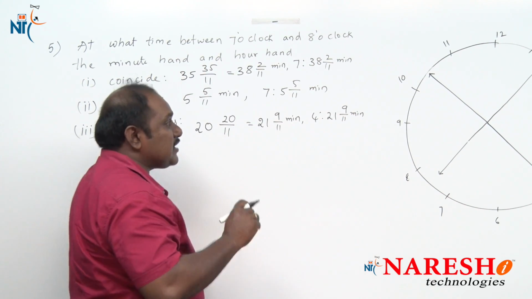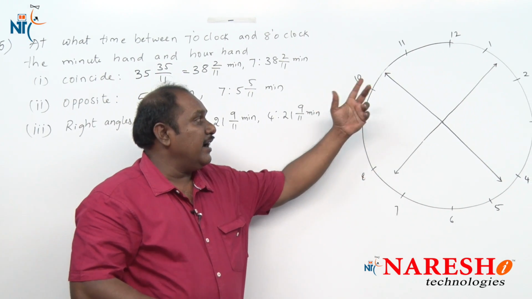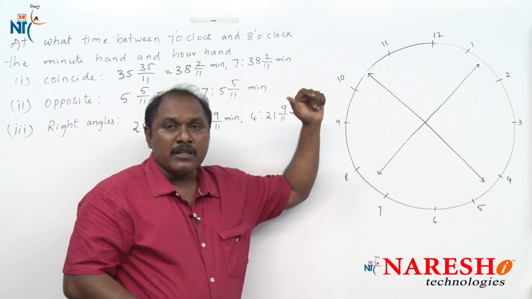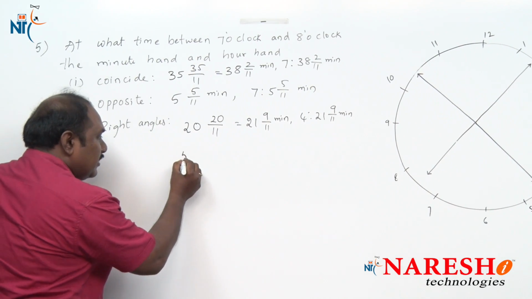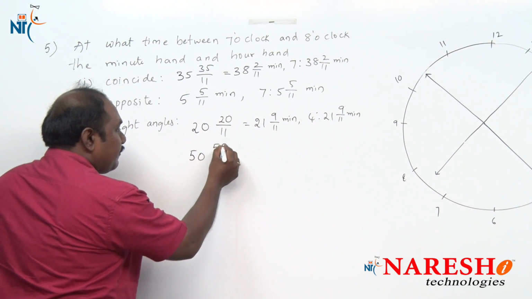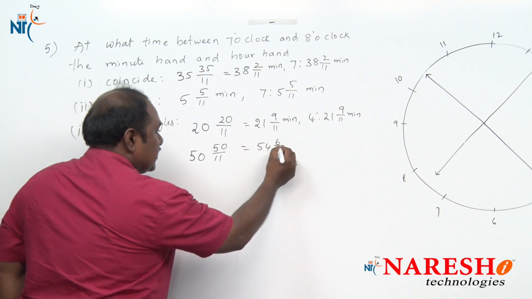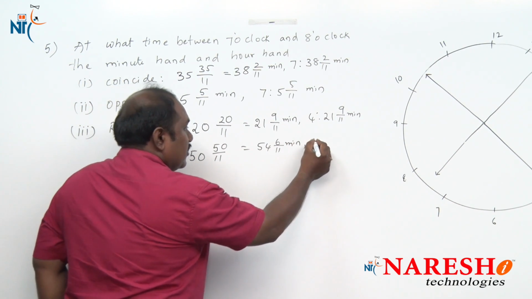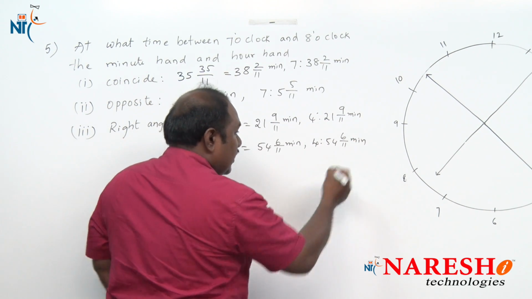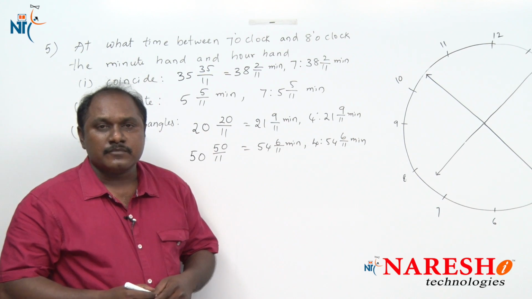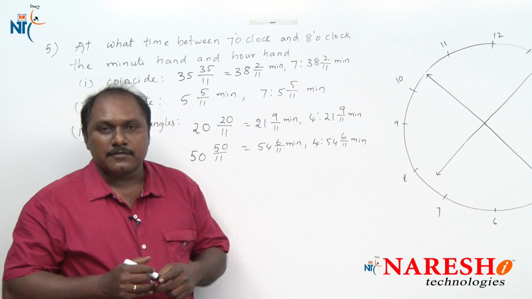But it happens again after coinciding. After coinciding, it happens between 10 and 11. In this 10 and 11, the smallest number is 10. 10 represents 50 minutes. So, our answer is 50 by 11 minutes, which is 54 6 by 11 minutes. So, at 7:54 6 by 11 minutes, they are at right angles to each other. Now, let us discuss the next type of problem in this chapter.